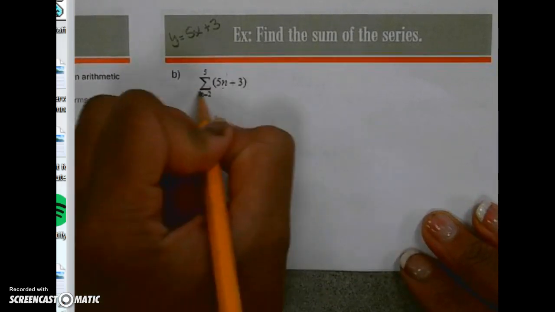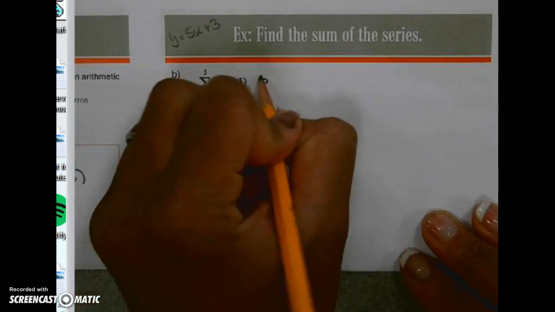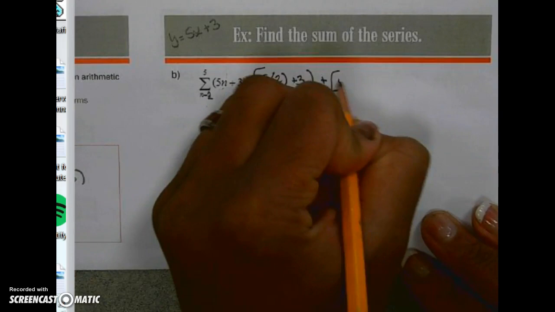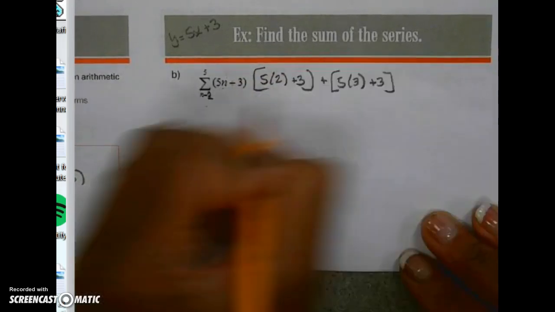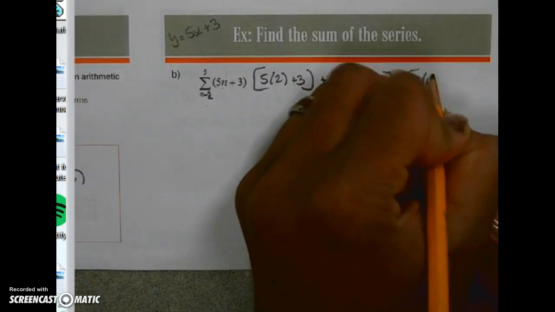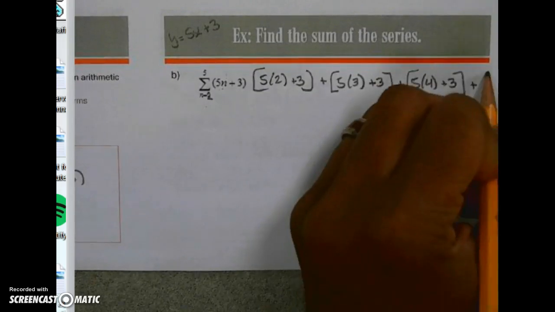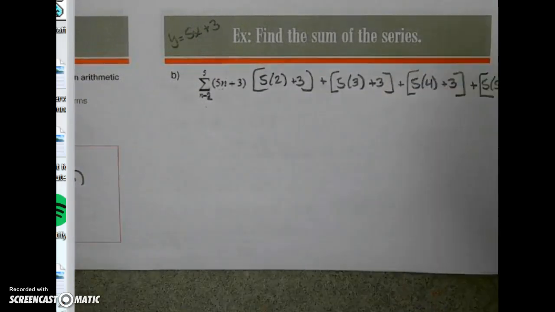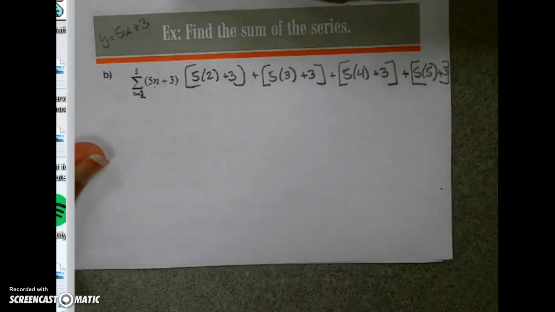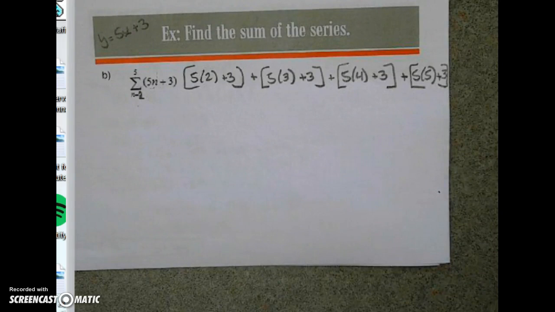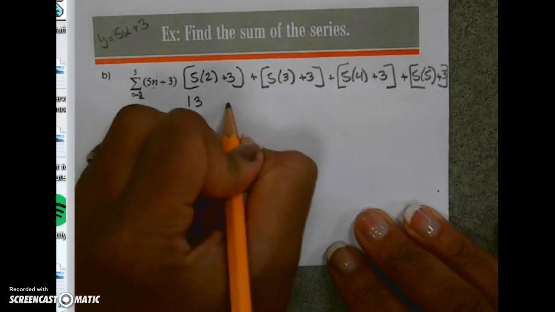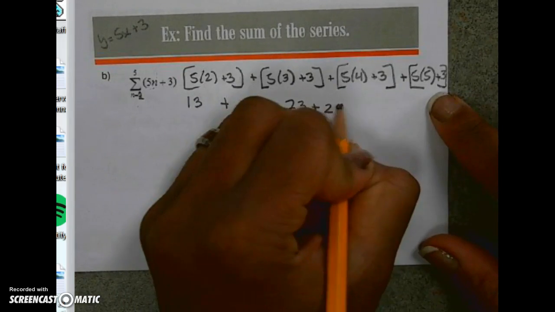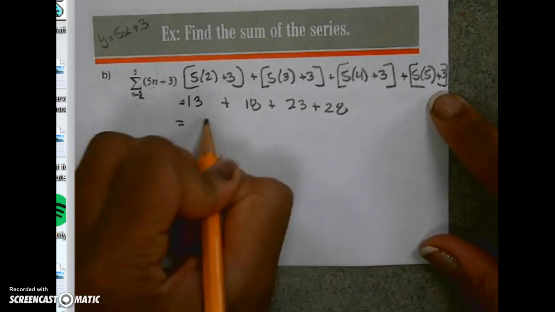Way number 1 would be start counting at the second term, so 5 times 2 plus 3. That's the first thing I need to add. That's the first term when I plug in 2. Plus 5 times 3 plus 3. Plus 5 times 4 plus 3. When do I stop? When I run out of space? No, at the 5th one. So 5 times 5 plus 3. You can see me. Sorry about that. There you go. So I could do that, and I could add them all up, and once I simplified, I have 13 plus 18 plus 23 plus 28, and I would get 82.